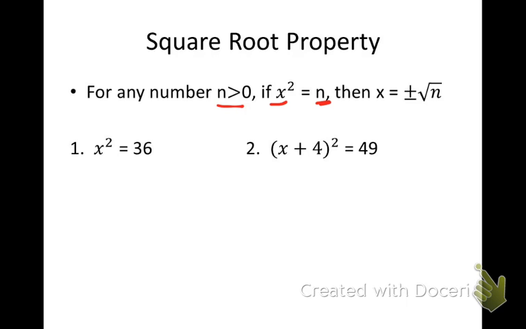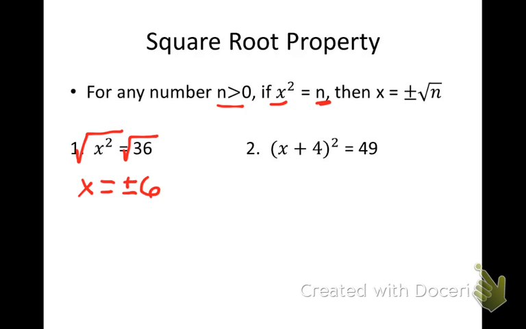You're just going to take the square root of each side, so the square root of x squared is x. The square root of n, you do have to consider both positive and negative values of that. So in this first problem, it's a perfect square, and we got a number greater than 0, so we're going to take the square root of each side. We're going to get x equals plus or minus 6. And that would be your answer on that one.